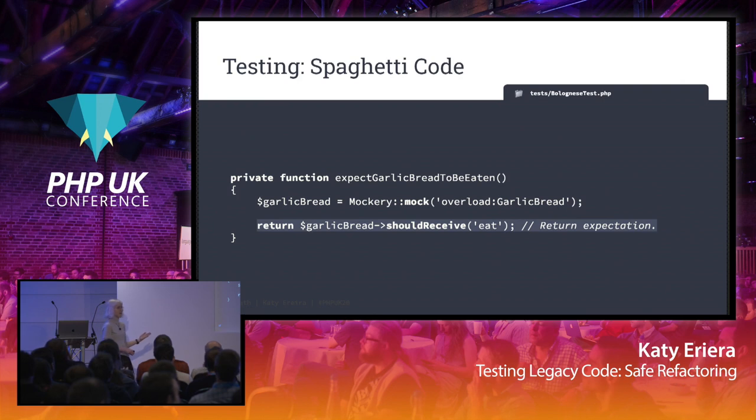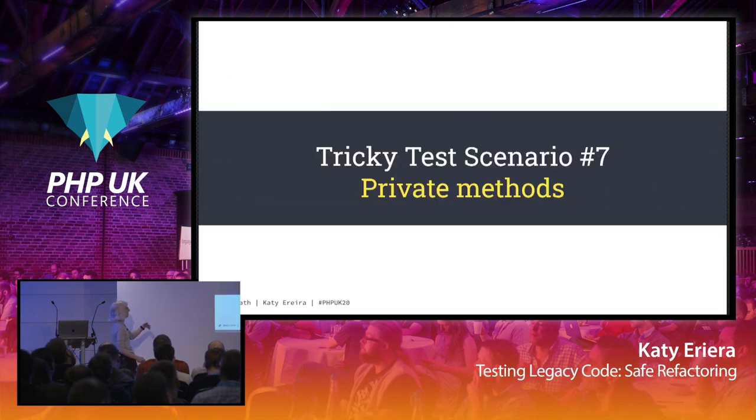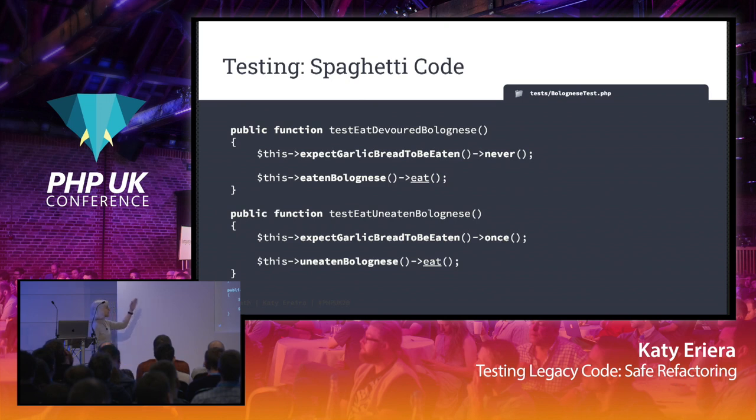So I've created a private function in my unit test class, expectGarlicBreadToBeEaten, which creates a mock of garlic bread with overload because it's a hard-coded dependency. And I'm going to say that garlic bread should be eaten, so that I can use this expectGarlicBreadToBeEaten elsewhere in my test. So when I'm eating a bolognese that has already been eaten, I don't expect to eat garlic bread. But when I am eating an uneaten bolognese, I do expect to also be eating garlic bread. And that's just one way of taming this spaghetti code whilst you attempt to refactor it a bit. Cool.